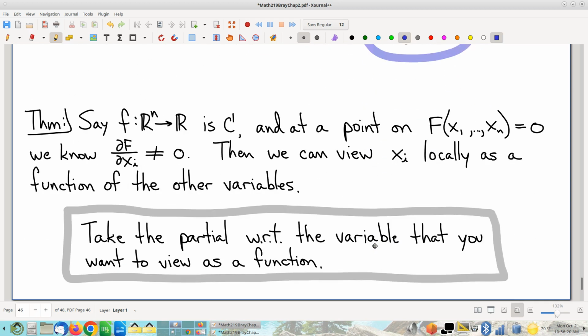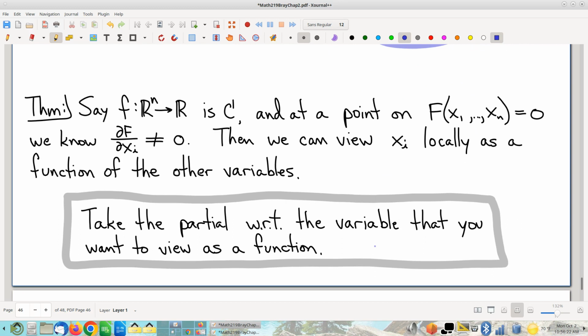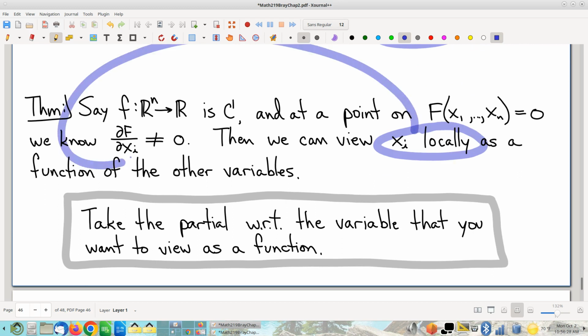So that's what you'll notice in the statement of the theorem here. If you want to be able to view x sub I locally as a function, then you need to take the partial with respect to x sub I. And if it's non-zero, then that means that you can view it as a function as such. Everybody with me?